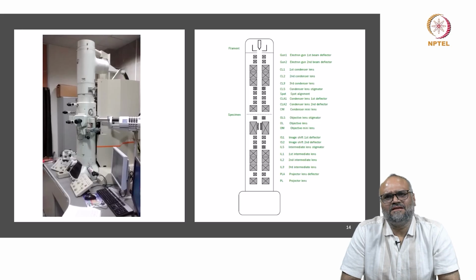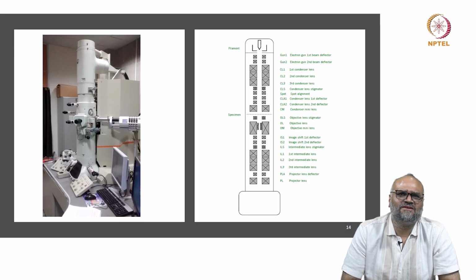So we've seen the common specimen preparation methods and how a specimen is introduced into the microscope column. And we've also seen some demonstration of basic imaging to obtain what is called a bright field image.